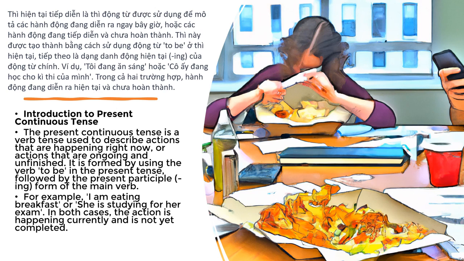For instance, one might say, "I am eating breakfast," to indicate that they are currently in the process of consuming their morning meal. Alternatively, someone might say, "She is studying for her exam," to convey that the individual in question is currently engaged in the act of preparing for a test, with the implication that the studying is not yet complete in either case. The present continuous tense serves as a useful tool for describing ongoing or incomplete actions, providing a useful tool for communicating about the world around us.